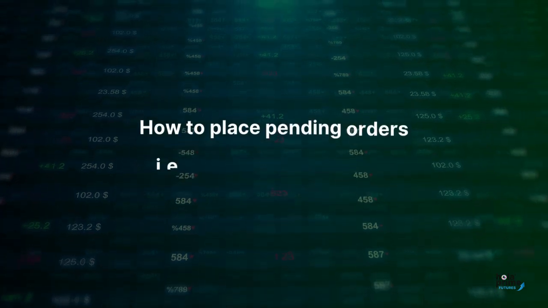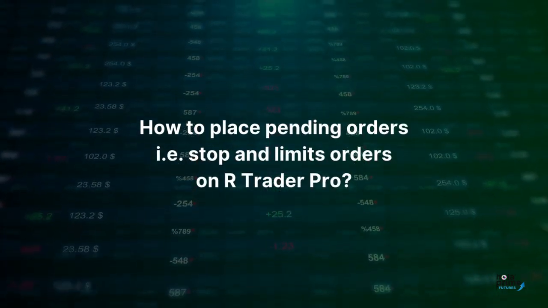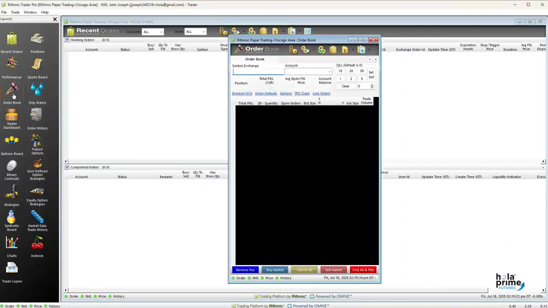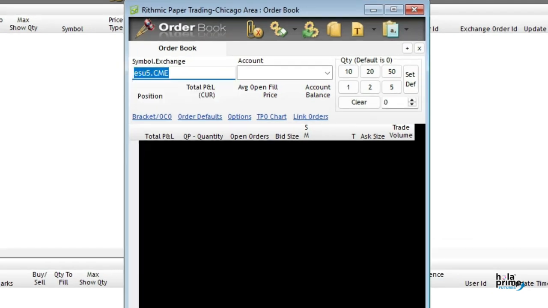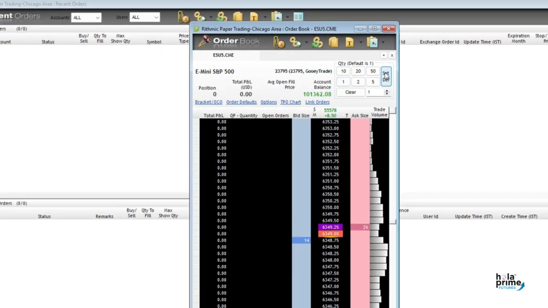In today's video, we'll show you how to place pending orders, that is, stop and limit orders, on RTrader Pro. Let's pull up the order book to start placing trades. Type in the instrument name. Next, make sure the correct account is selected. Set the quantity and let's start with placing limit orders.